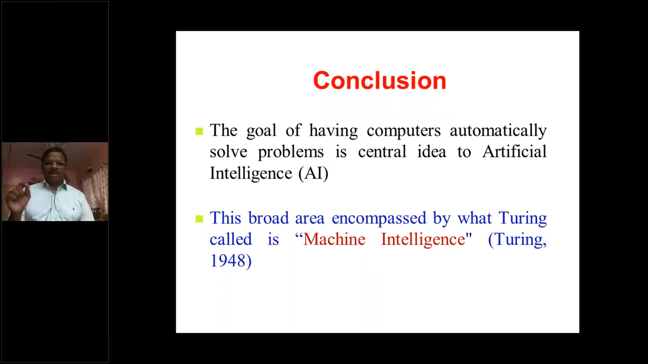So this broad area is encompassed by the Turing machine. Alan Turing invented a machine. So he invented machine intelligence in 1948.